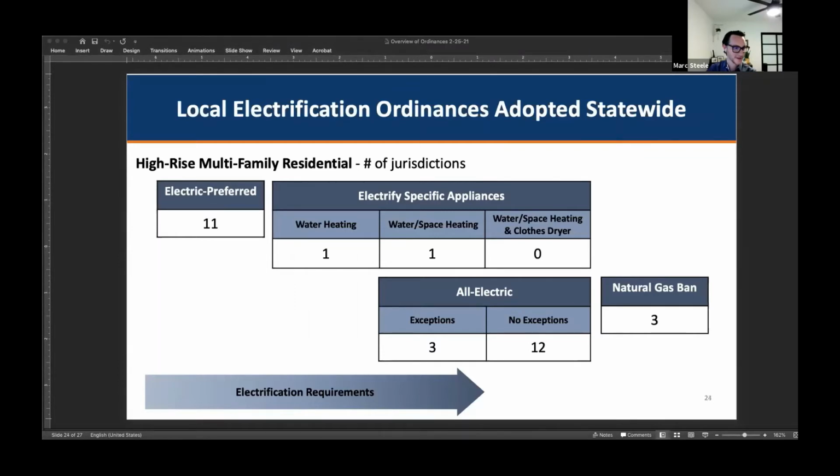The next category is going to be for high-rise multifamily residential projects. And again, statewide ordinances are predominantly in the all-electric or electric preferred. That's where we see the majority, with the exception here, compared to single-family and low-rise residential, that the majority of their all-electric requirements are in the no exceptions category. So no end uses within the home are permitted to use natural gas.